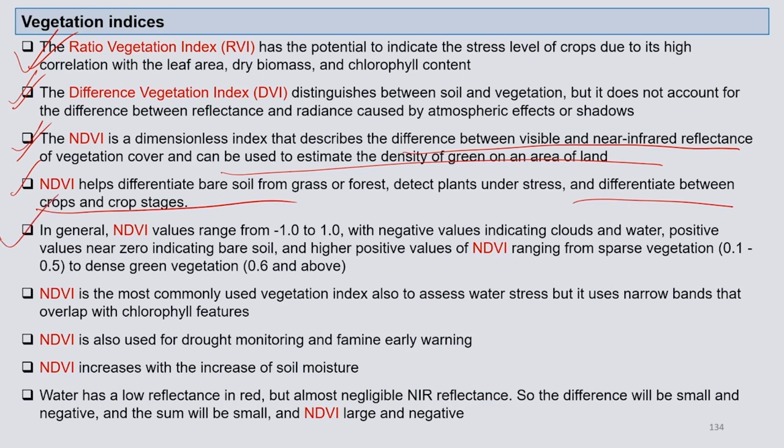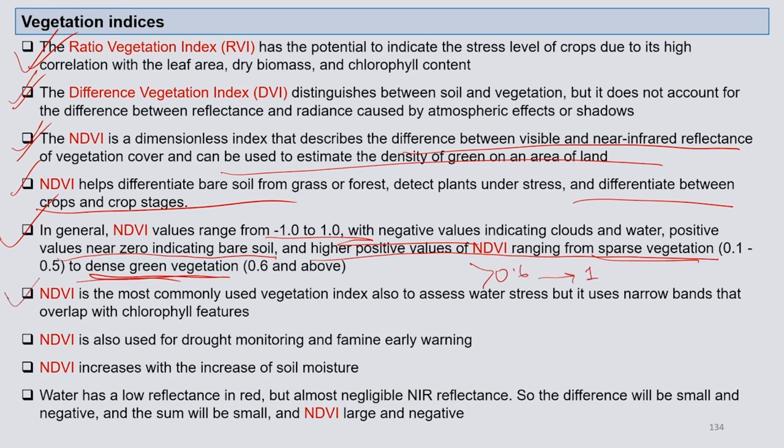NDVI values, as I said, range between -1 to 1, with negative values indicating clouds and water. Positive values near 0 indicate bare soil. Higher positive values ranging from 0.1 to 0.5 give sparse vegetation. And if you have dense vegetation, then it will be above 0.6, greater than 0.6, but can go up to 1.